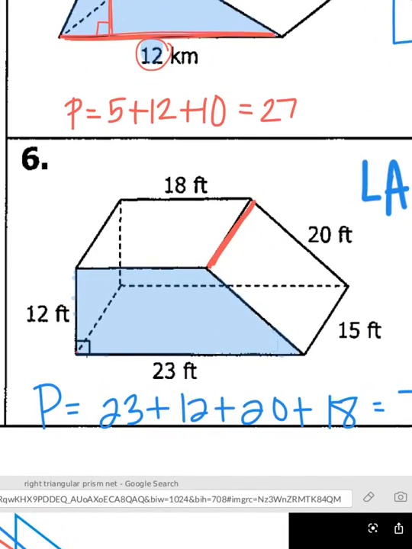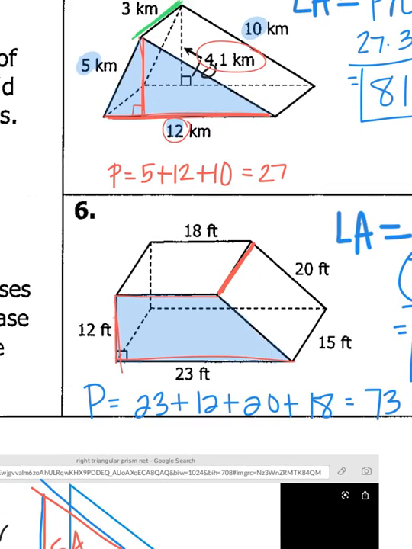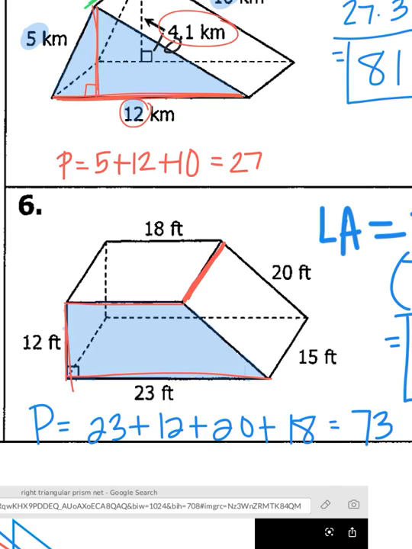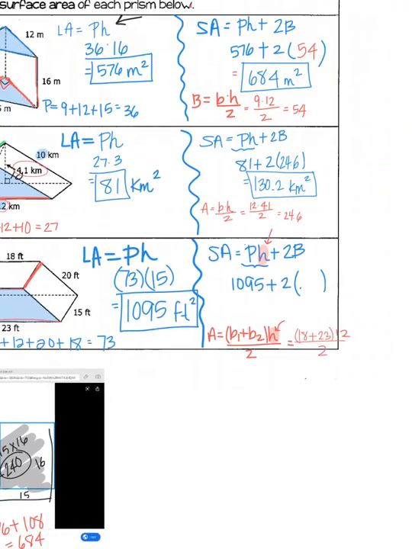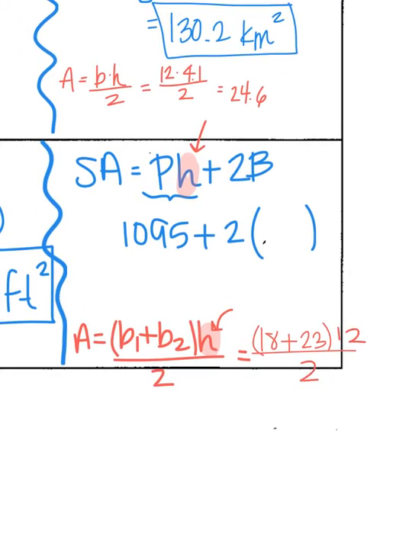So we have our two bases are 23 and 18. So our height of the trapezoid is 12. So that's a different height. The height of the prism itself is 15. So I hope I was able to clear that up if anybody possibly had a question over that. And you should have gotten 246 for your B. So now I'm going to plug that in and calculate all that, and you should get 1587 squared feet.